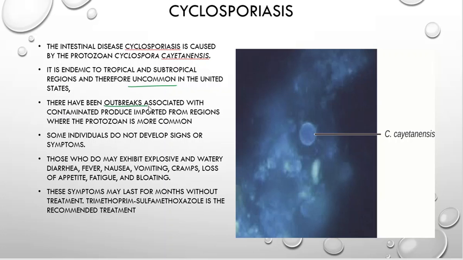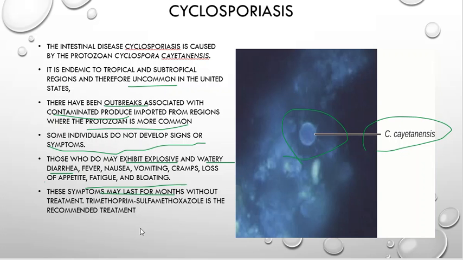However, there have been outbreaks from contaminated produce, where the protozoan is more common. And we get a lot of our fruits and vegetables from tropical and subtropical areas. There's a picture of Mr. Personality. Some folks are going to be totally asymptomatic. Some will get explosive watery diarrhea, fever, nausea, vomiting, cramps, loss of appetite, fatigue, bloating. May last for months without treatment. Bactrim is the recommended treatment. Bactrim is $4 at Walmart.